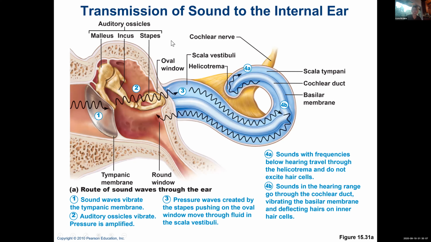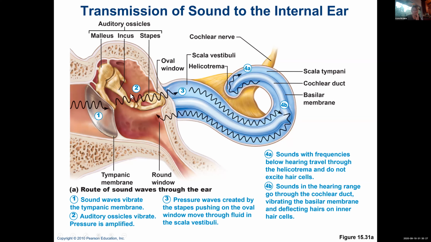So this is transmission of sound from the external ear to the internal ear. Number one, sound waves vibrate the tympanic membrane. So here's the tympanic membrane. Sound waves are mechanical waves, so they just vibrate, right?